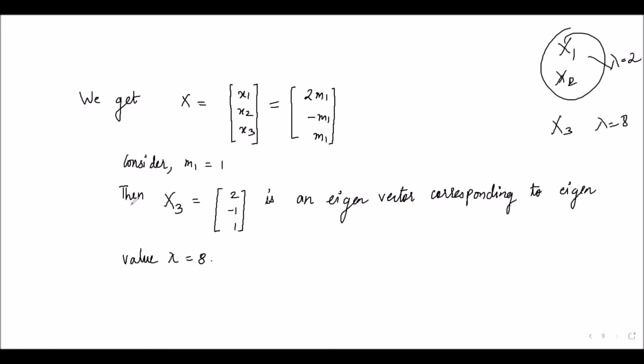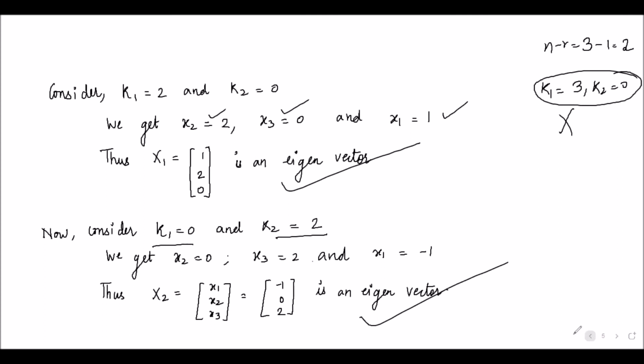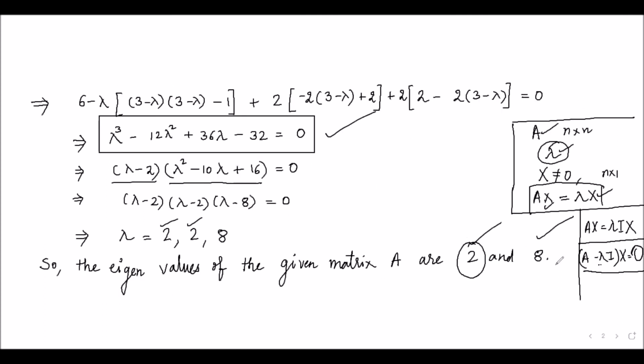So for this particular matrix, we have two eigenvalues, which are 2 and 8. Corresponding to 2, we are getting two eigenvectors. Be careful: the two eigenvectors which we will be evaluating should be independent. And corresponding to eigenvalue 8, we have only one eigenvector.